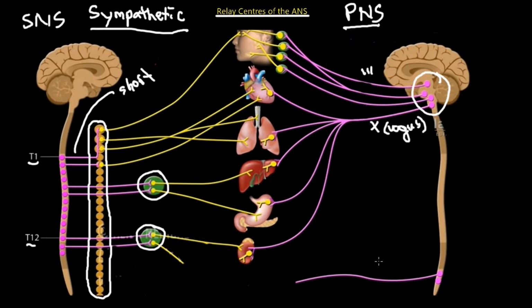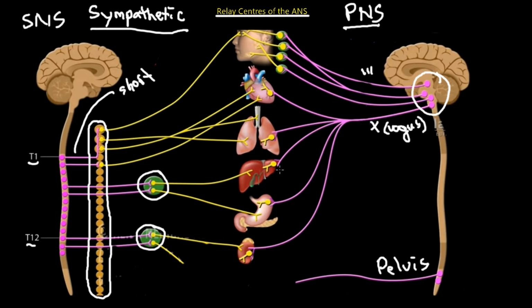And they will also be coming from the pelvis as well. So that's the two locations where the parasympathetic nervous system is coming from. That's the pelvis and the brainstem, whereas sympathetic are coming off from the thoracic vertebrae.